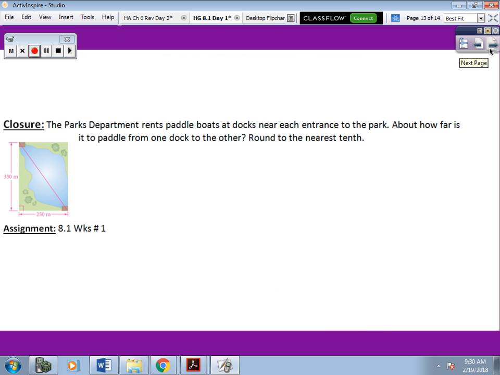The closer just asked us about how far is it to paddle from one dock to the other. So you can see our docks are located here and here. So they're asking us if we were to go across the lake, we would just need to use our Pythagorean theorem.